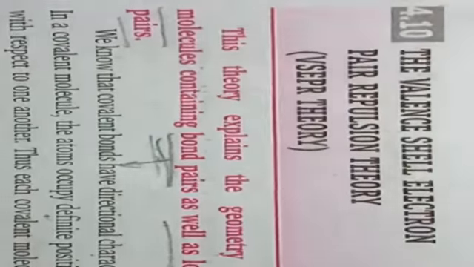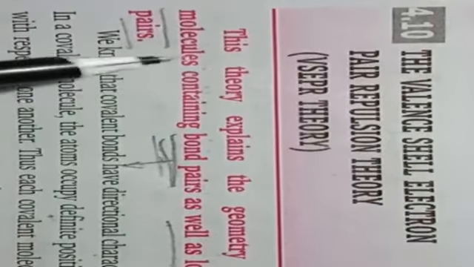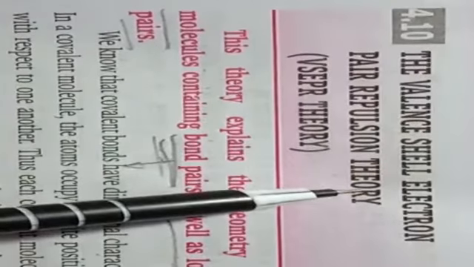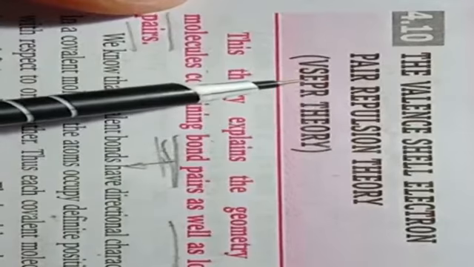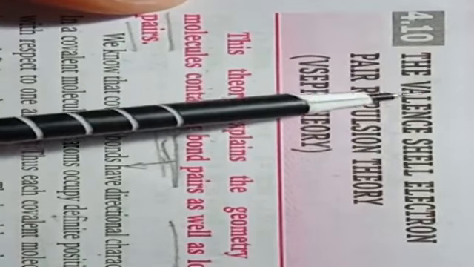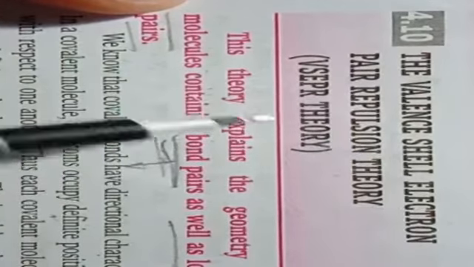Hello children, in this lecture we will discuss the valence shell electron pair repulsion theory, which is also known as VSEPR theory. VSEPR is the short form of valence shell electron pair repulsion theory.